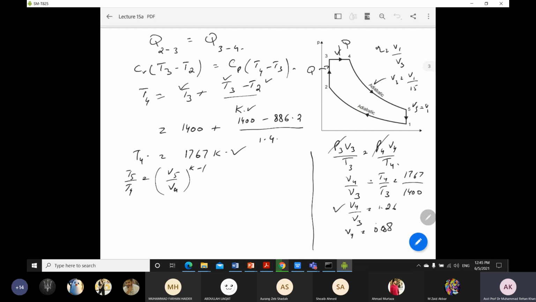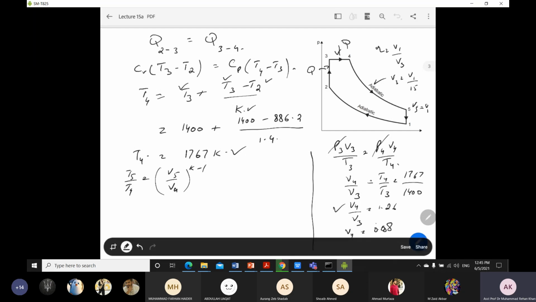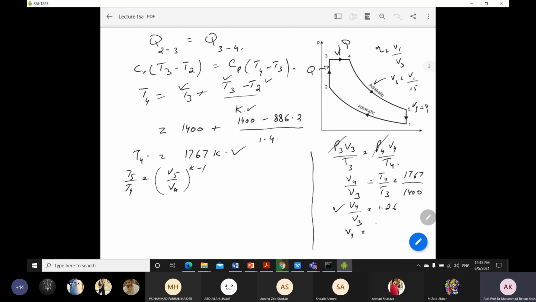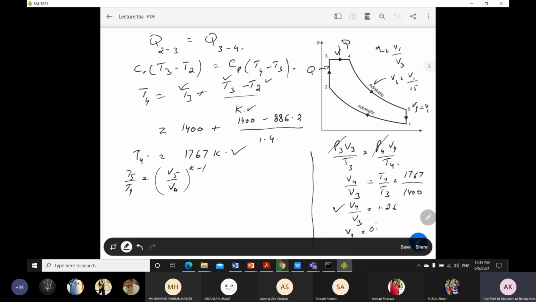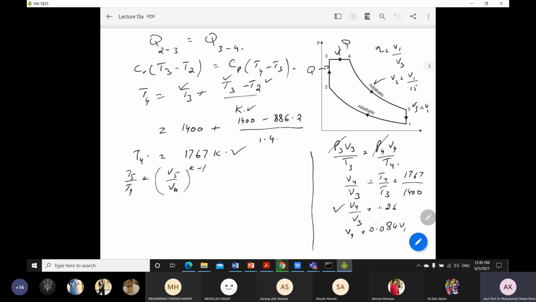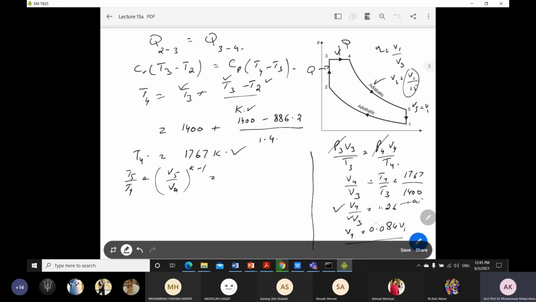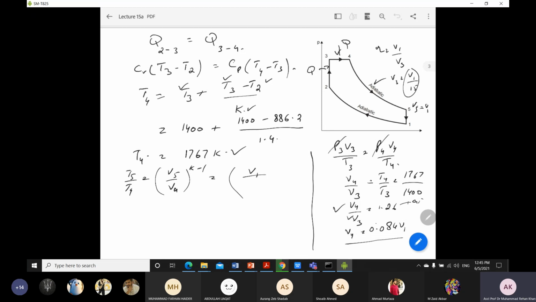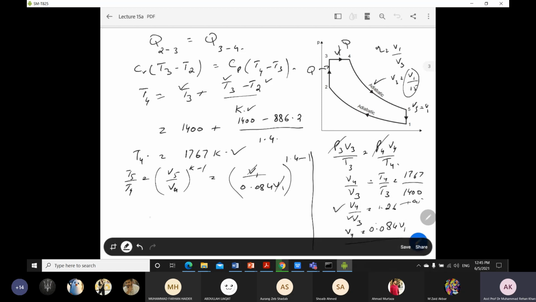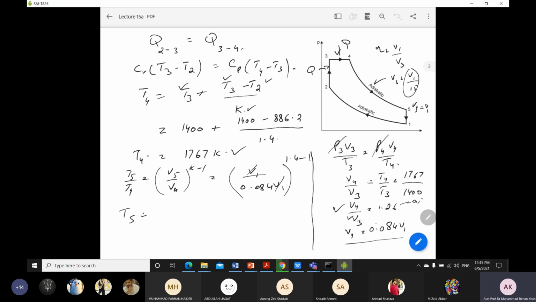0.084 into V1. If I put the value of V3, which is V1 over 15, into the equation, you can call it equation A. So now V4 value is also in terms of V1. And V5 is equal to V1, so we can easily eliminate the value of V1. V5 over V4 is V1 over 0.084 V1, raised to 1.4 minus 1. So V1 can be eliminated over there. And T4 value is already with us, that it is 1767.